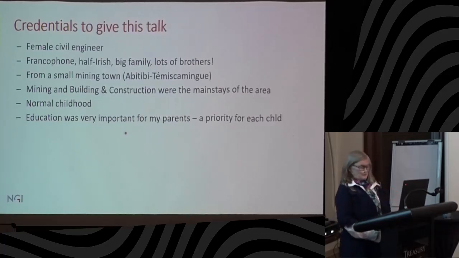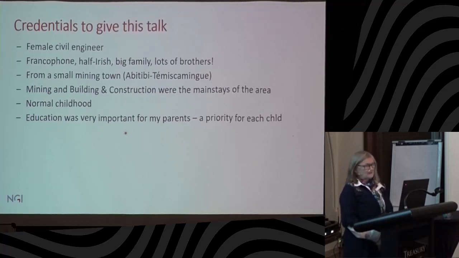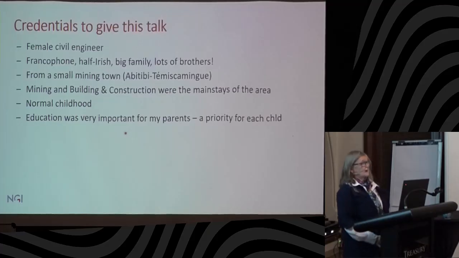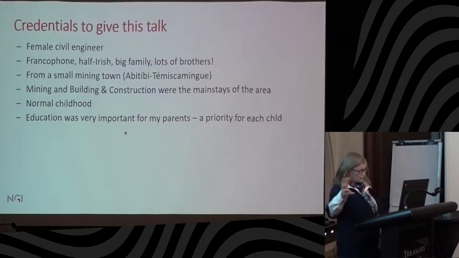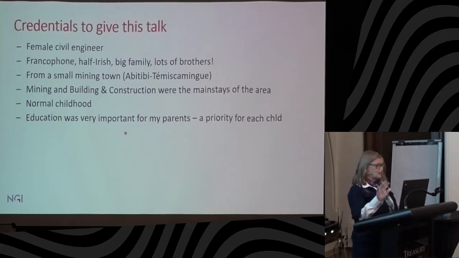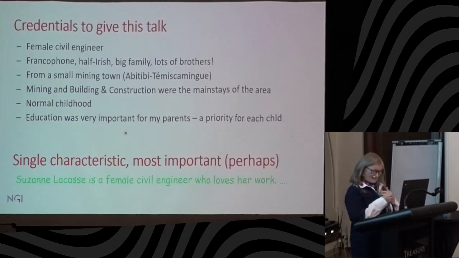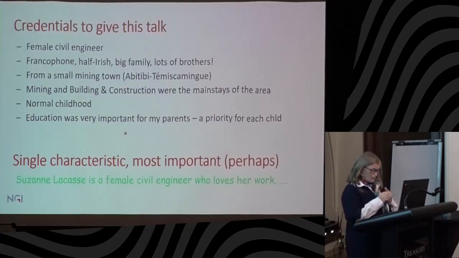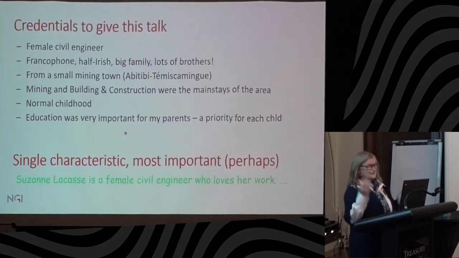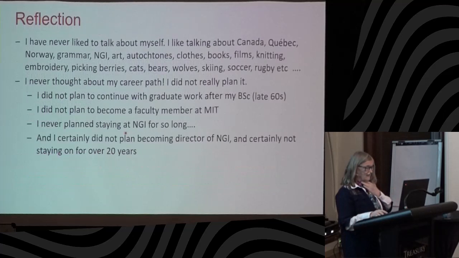And then I had a very normal childhood. And for my parents, education was the most important. Living in the boondocks like that, I was 5 years old, and my mother says, you're going to go to university, whatever career you want to have. And that was told to every child, boys and girls. There were only 2 girls. I was number 7 in the series, so I was not the leader type, I guess. And somebody made a characteristic of me, and I thought I'd tell you, I think maybe that's the most important. I am a female civil engineer who loves her work, and I think that's the secret of my whole career.